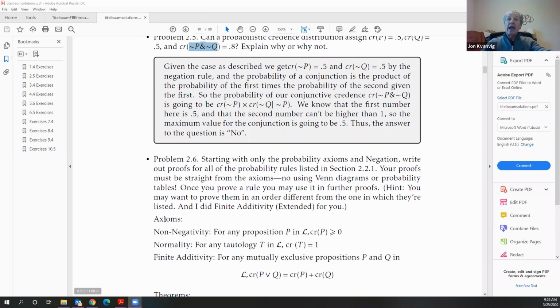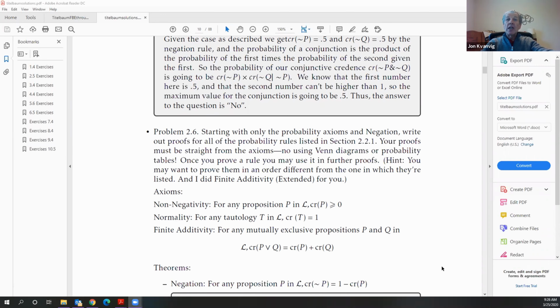So here are the axioms in Titelbaum: non-negativity, normality, and finite additivity. And here are the theorems. So the first one, negation, we will do. I'm only going to skip entailment and decomposition. So how do we prove negation? The negation claim is for any proposition in our language, the credence of not P is 1 minus the credence of P.